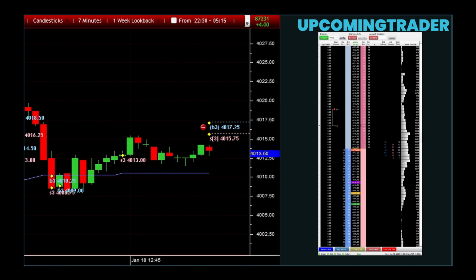Finally, do not trade against the prevailing trend. Volume profile can give you valuable insights into market behavior, but it is always better to align your trades with the overall market direction for a higher probability of success.